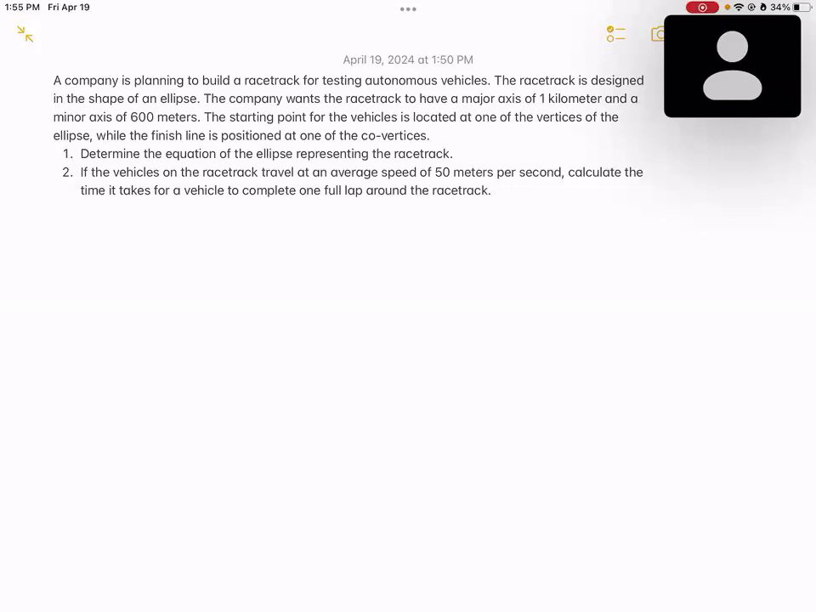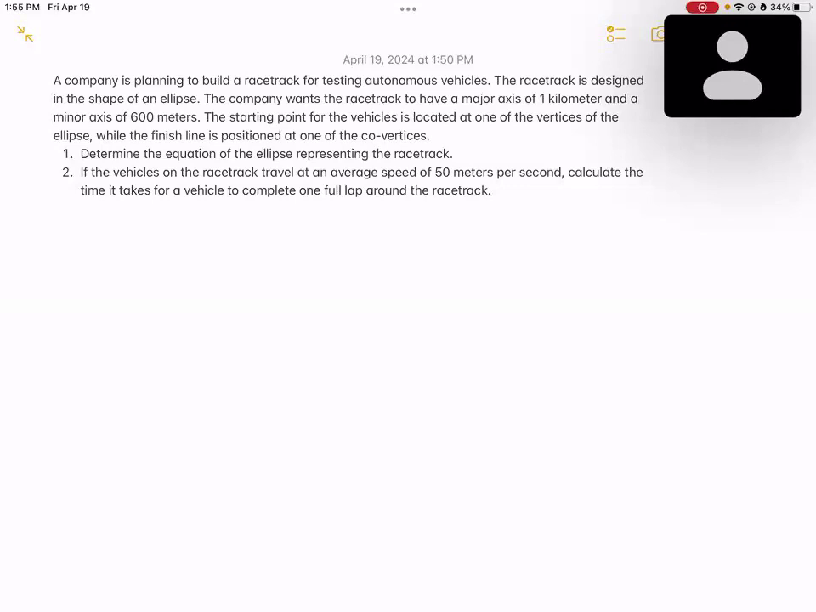So first, we're going to determine the equation of the ellipse representing the racetrack, and then the vehicles on the racetrack travel at an average speed of 50 meters per second. We want to calculate the time it takes for a vehicle to complete one lap around the racetrack. So first, we're going to find the equation of the ellipse.